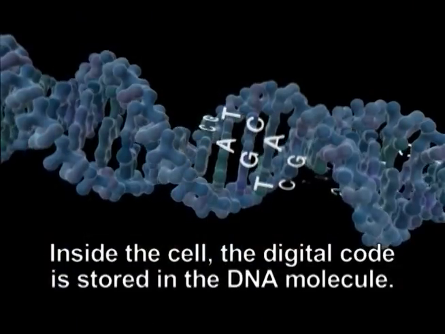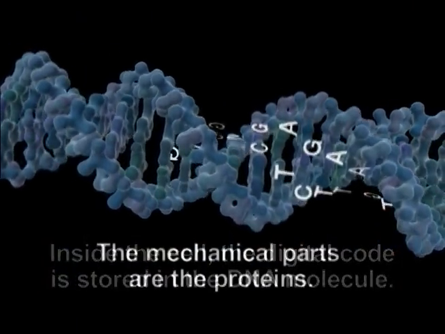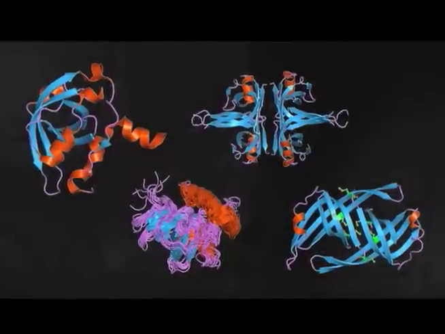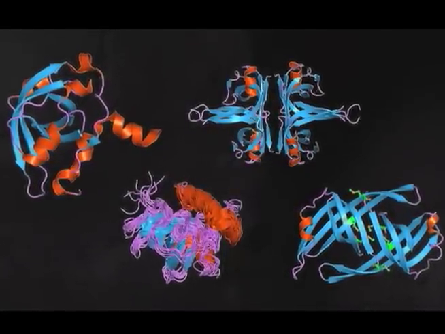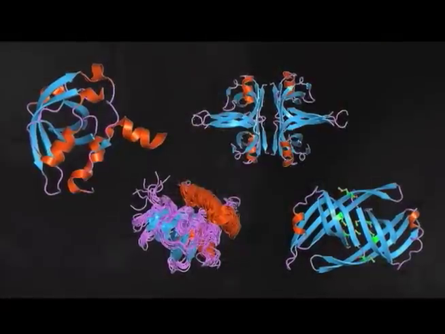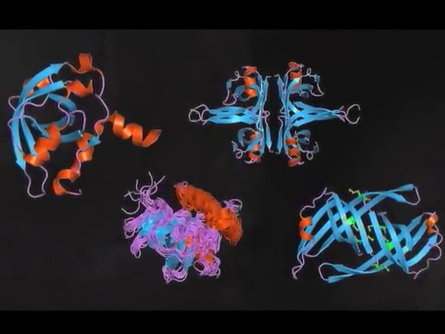Turns out the exact same thing is happening inside the cell. The digital code is stored on the DNA, and the mechanical parts are the proteins. And each one of them does a job in virtue of its 3-dimensional shape, just like the tools in your toolbox. You can't hammer with a saw because it's got the wrong shape and composition. Same thing is true in the cell. The shapes of the proteins determine the jobs that they do. And there are lots of intricate shapes. We've got some on the screen to my right.